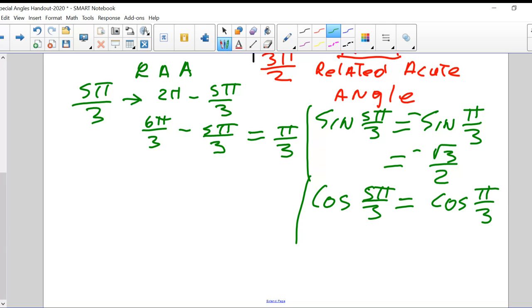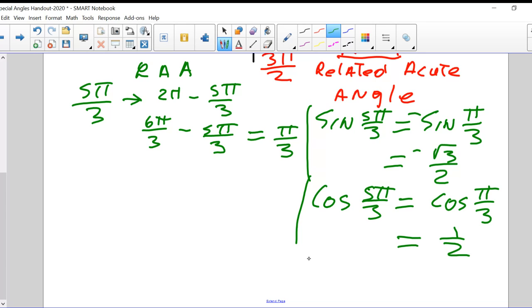Do I make this negative as well? Should I make this negative or should I keep it? No, I should not because it's in the fourth quadrant. So it's still going to be, as Chrisania just said, 1/2. Right? It should still be 1/2 because the cosine of pi over 3 is 1/2.